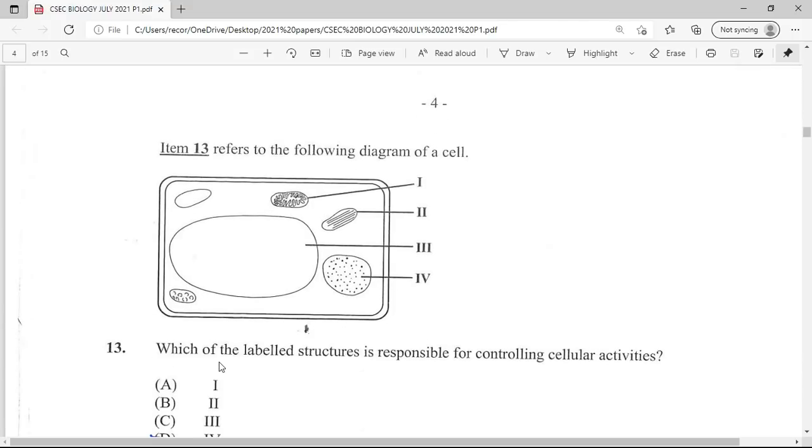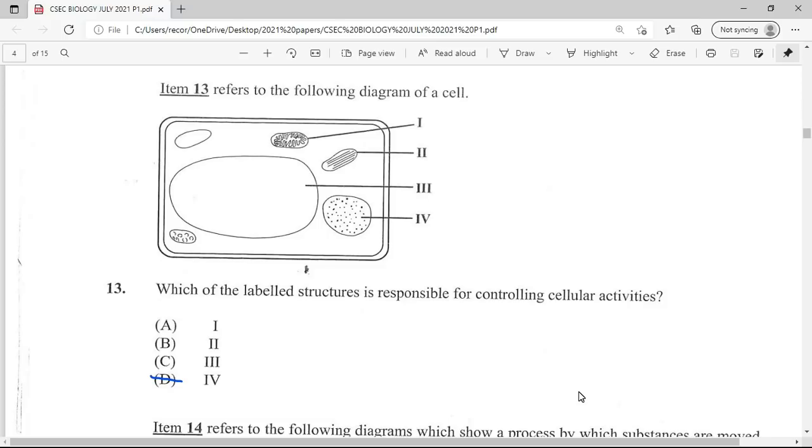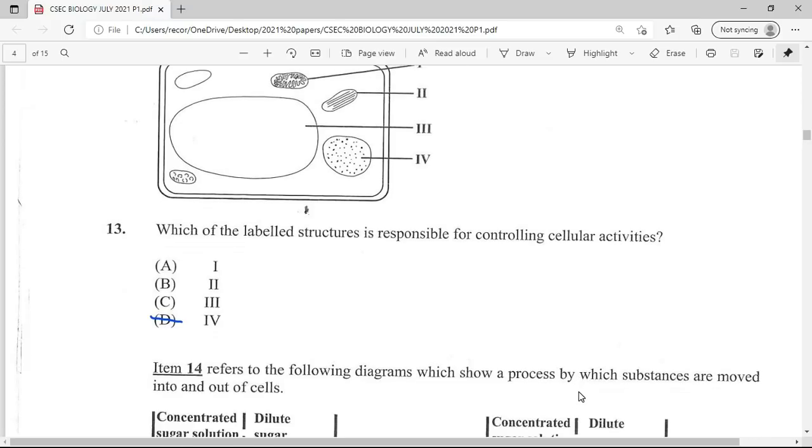Which of the labeled structures is responsible for controlling cellular activity? Controlling cellular activity, we're talking about controlling what happens in the cell. It's the brain of the cell. One would say it's the nucleus. So, of course, that is going to be your four. As we are seeing, we've identified all four parts there, so we're going to be using 4D as the answer for this particular cell.